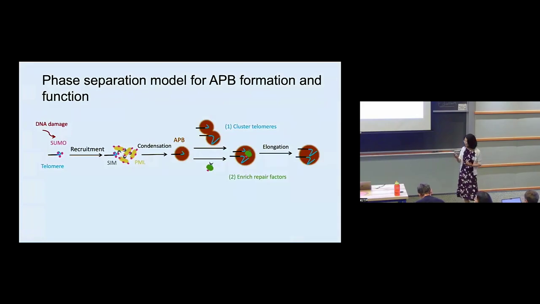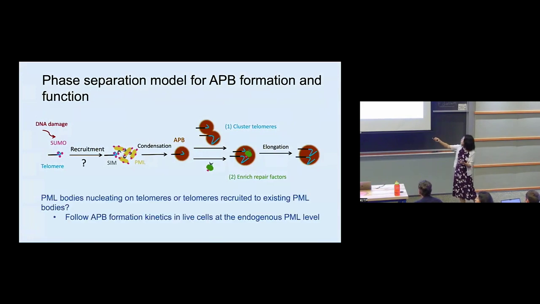So we conclude that SUMOylation likely leads to the phase separation of APBs and clusters telomeres, like we hypothesized. However, the APB detection was done with immunofluorescence, and we did not actually follow PML. So we don't know whether the SUMOylated telomeres actually recruit PML. The reason that we need to verify that is because in the field, people believe that telomeres get recruited to existing PML bodies, rather than what we propose, that the telomeres actually nucleate de novo PML bodies to form APBs.